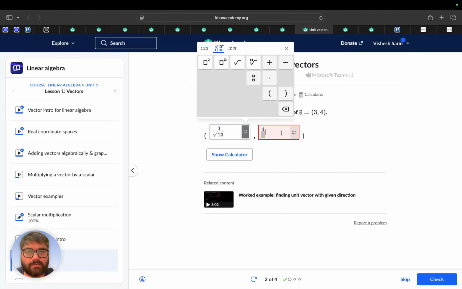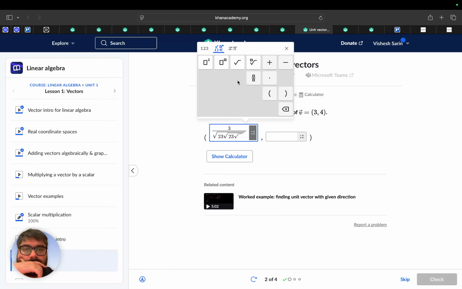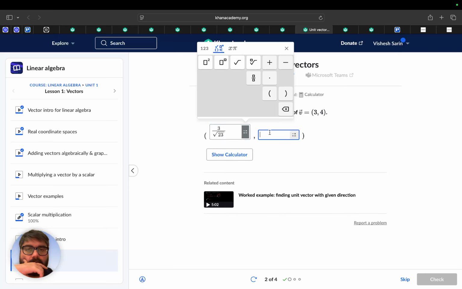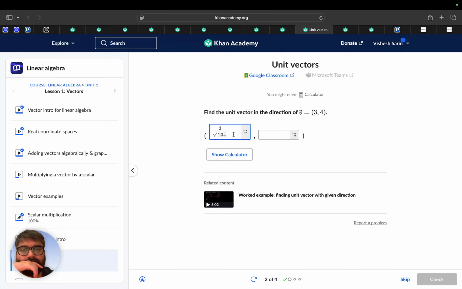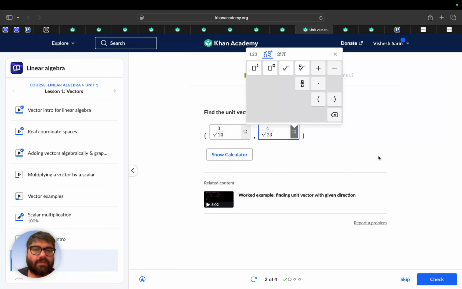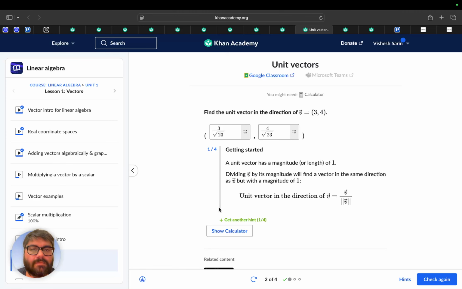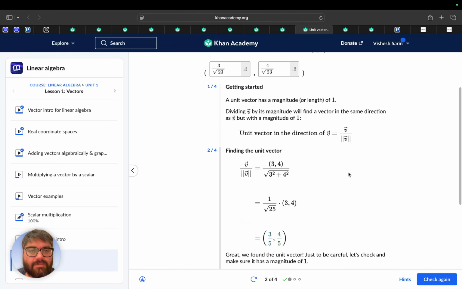Why does this keep happening? Oh, but why? Oh my god, Khan Academy. The hell? Oh, I see what the issue is. There you go. Jesus Christ, that was weird. Uh, dude.